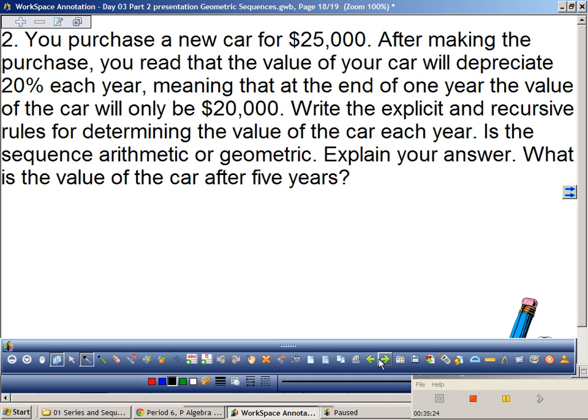If you did not get homework, you need to stay back. I need to print one for you.